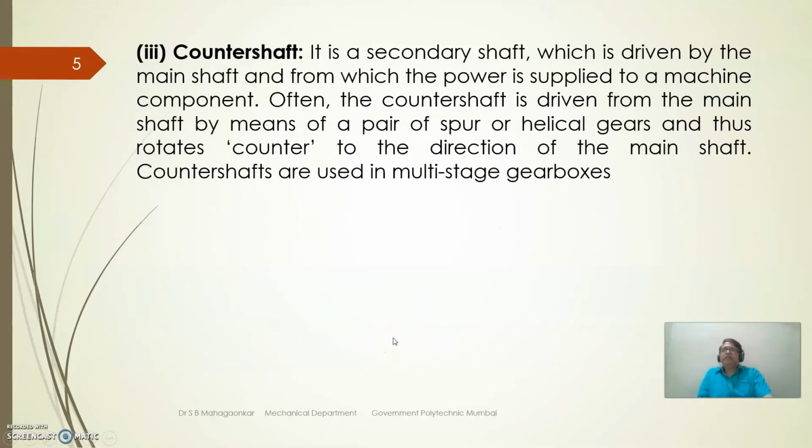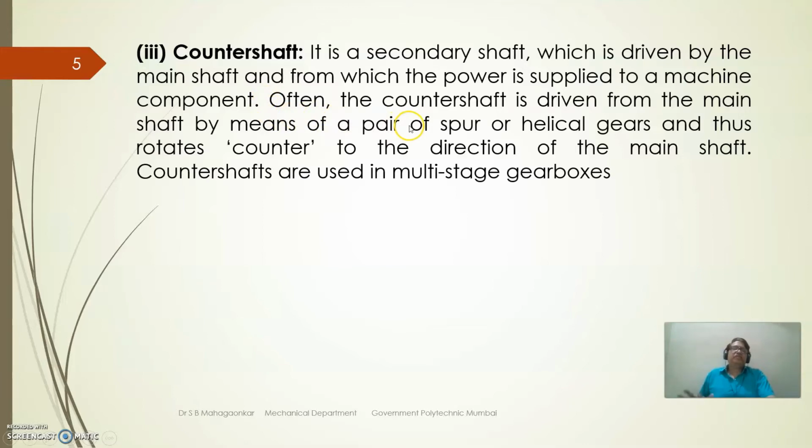Okay, so the counter shafts. It is a secondary shaft. The primary shaft is one which transfers the motion to the secondary, which is driven by the main shaft. The secondary shaft is one which is driven by the main shaft, from which the power is supplied to the machine component.